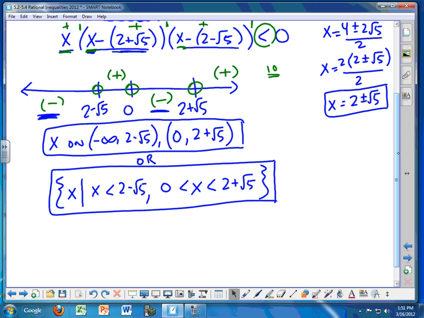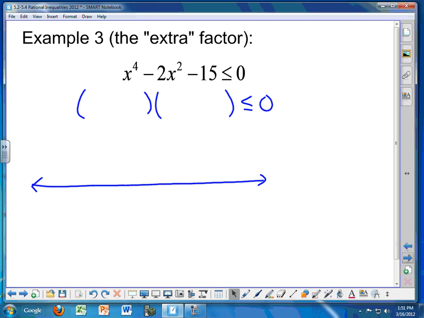Let's move on to the next problem. Here we have what's called the extra factor, and what I mean by that is when you factor this, it's actually a fourth degree polynomial, but it factors like a trinomial. This would be x squared, and this would be x squared if this is going to be factorable, and 15 is the multiple of 3 and 5, so if I put a 5 and 3 in here, by subtraction, I would end up with this.